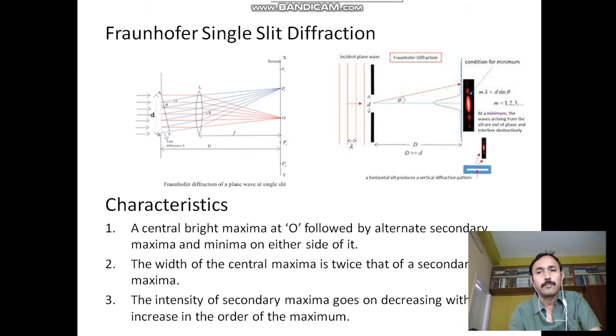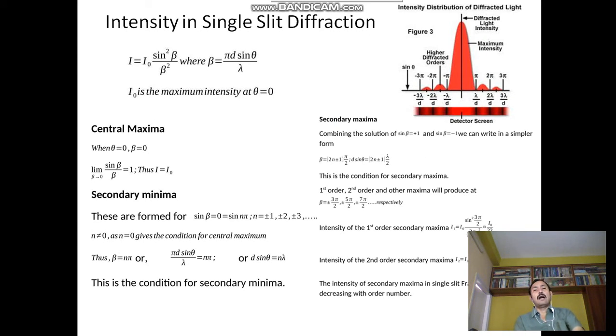You can come back to the slide. Here this is the theta, the angle of bending, so the angle through which the light is bent. Now I naught is the maximum intensity at theta equal to 0, as sine theta tends to 0, sine beta by beta becomes 1. We can show this in the central maximum calculation. When theta is equal to 0, beta is equal to 0, and as beta tends to 0, sine beta by beta is equal to 1. Thus I is equal to I naught.